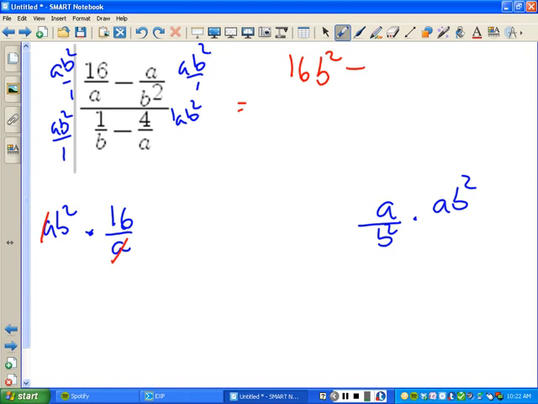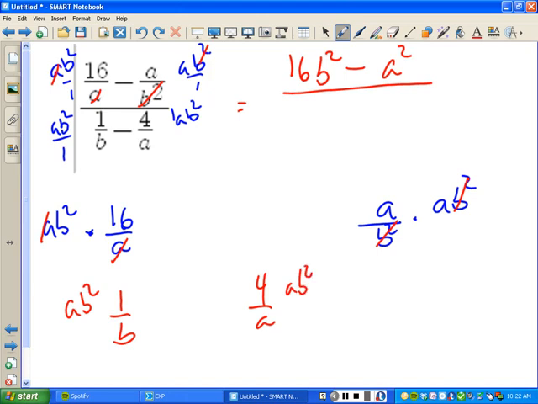Because the a cancels. I'll explain this in a second because this is confusing. B squared cancel. And you have a squared. Okay. Now, on the bottom piece, we're going to have 1 over b times ab squared, and we're going to have 4 over a times ab squared.